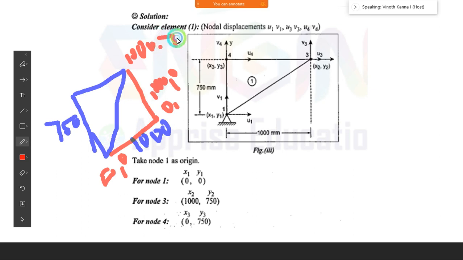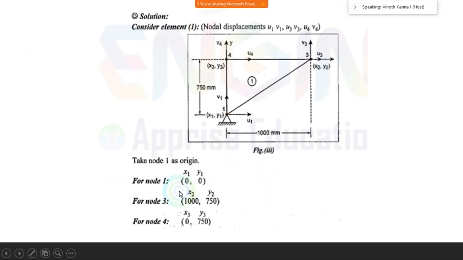Looks like our graph data. How to plot the graph? The same thing. Here there is no more motion in the x direction, only in the y direction. So 0, 750. So these are the 4 nodal points. The first point is 0, 0. The second node point is here, that is 1000, 0. And the third node point is 1000, 750. And the fourth node is 0, 750. This is the data.